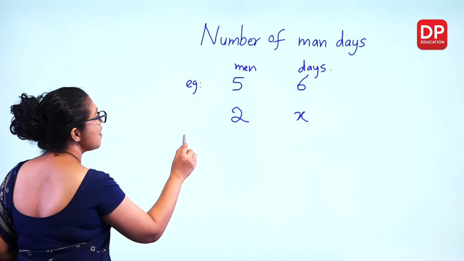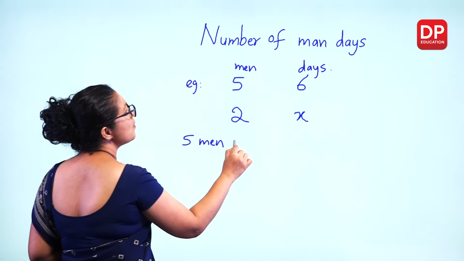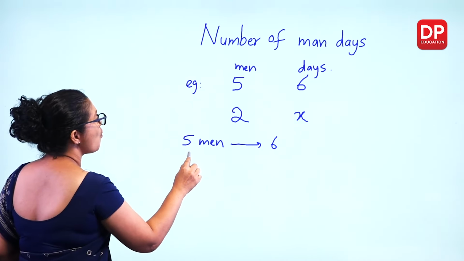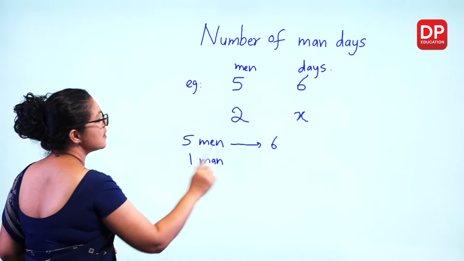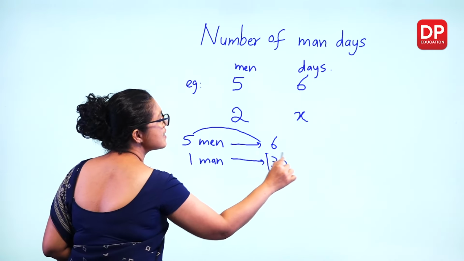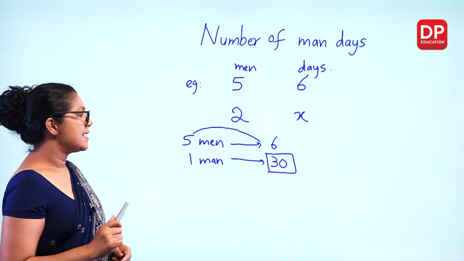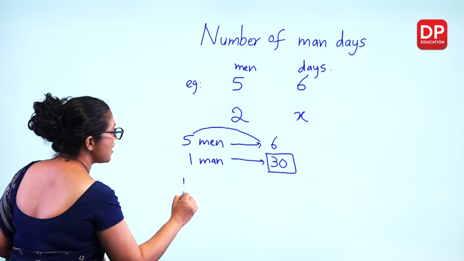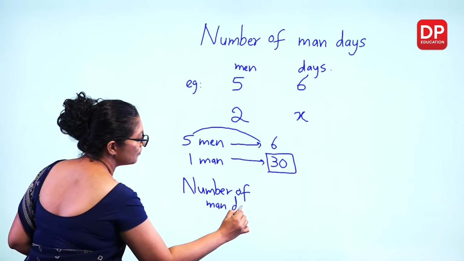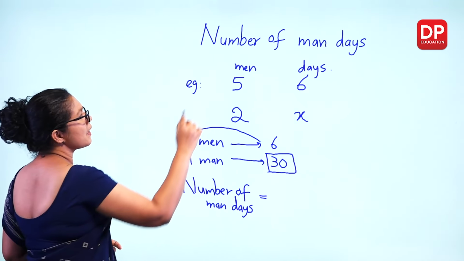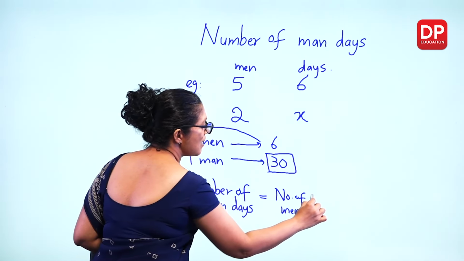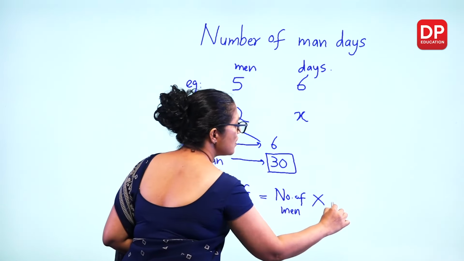So here we can write: 5 men can work for 6 days, so 1 man can work within 30 days. We call this the number of man days. So what can we write? The number of man days becomes the number of people, the number of men, multiplied by the number of days.